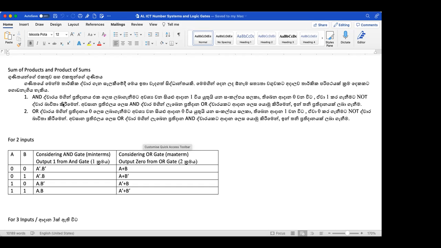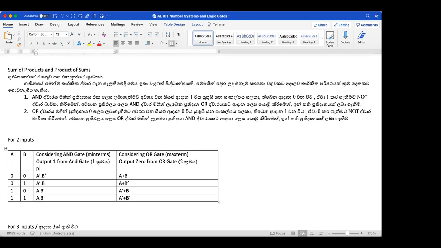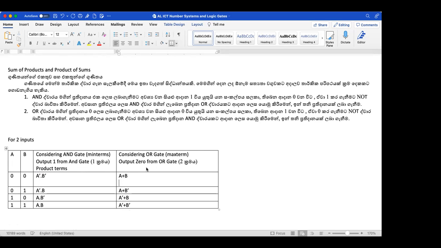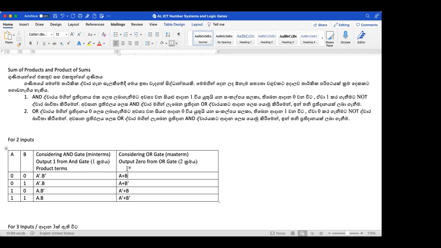In the examination, they will only ask maybe what is the sum of products. These are called product terms. So let's write that down. This is called product terms, and this is called sum terms.